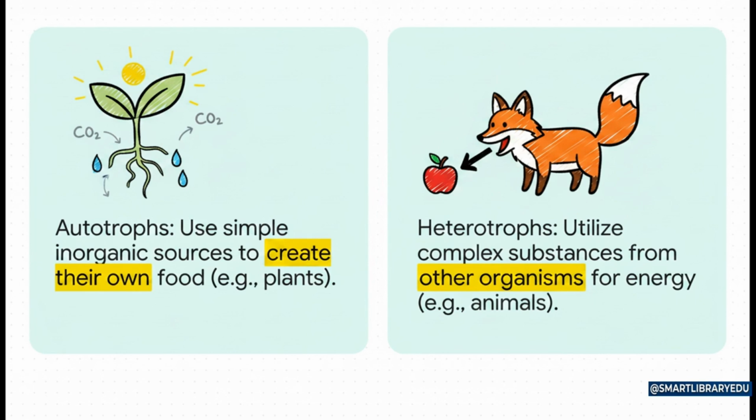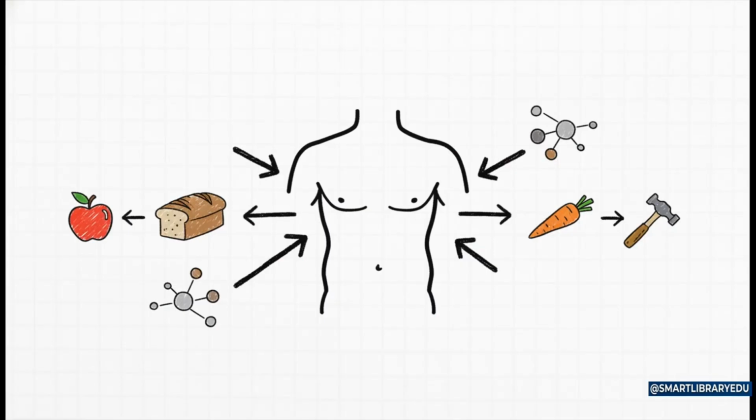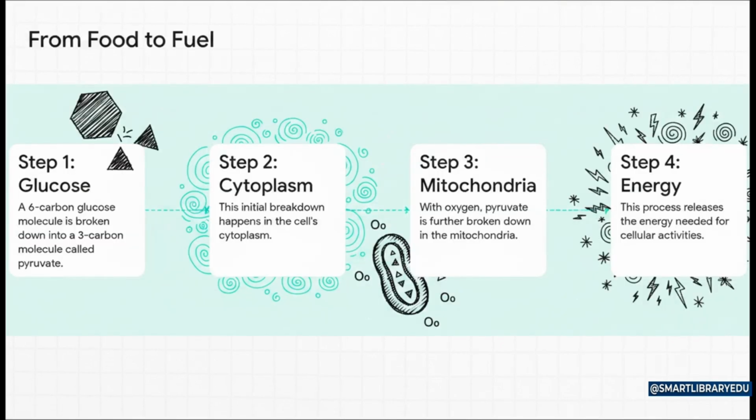And then you have the heterotrophs, like us. We're the consumers. We have to get our energy by eating other living things. This whole process of bringing in that fuel and those building materials from the outside world, that's called nutrition. And it makes perfect sense, right? You can't repair a house without supplies, and a body can't repair itself without a steady stream of nutrients. Okay, but how does a sandwich become the energy you need to think?